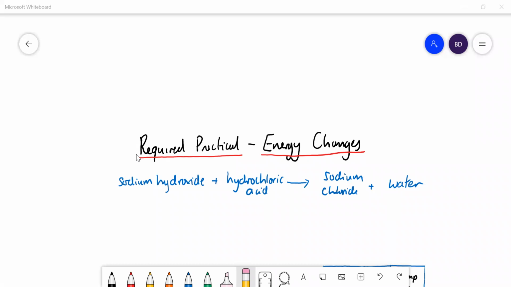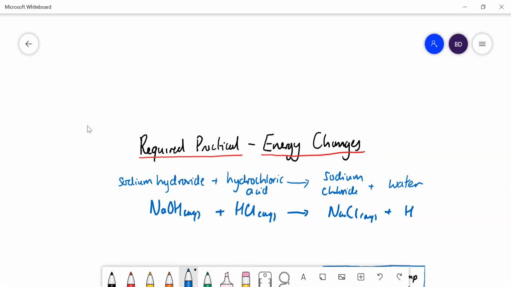This is a required practical for the energy changes topic, AQA board anyway. The reaction is between sodium hydroxide, which is of course an alkali, so sodium hydroxide solution, and hydrochloric acid solution, and you get sodium chloride and water. So you've got NaOH, an aqueous solution, HCl, dilute aqueous solution, gives you sodium chloride solution, and you form a little bit more water. Obviously there's already a lot of water there for the dilute solutions.